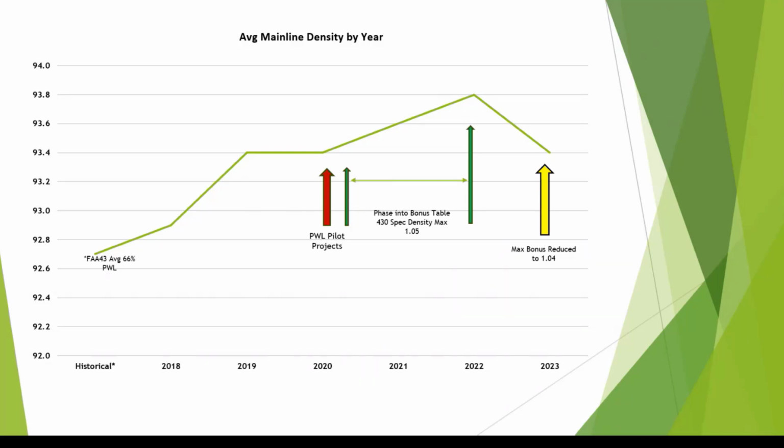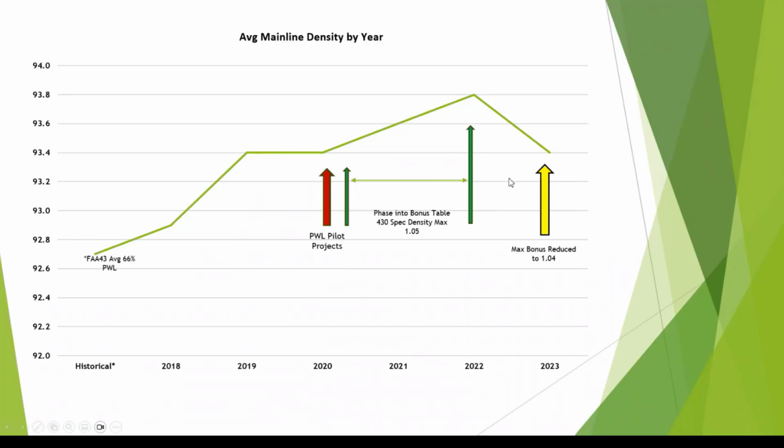Well, that introduced a plus side, or a bonus side, of that table. And depending on where your project or lot average was, if it was above the target, you could get 1.01, or 1%, up to a 5% bonus, 1.05. And you saw a pretty significant increase in the average project density up to 93.8. So that's kind of represented by these two green arrows.